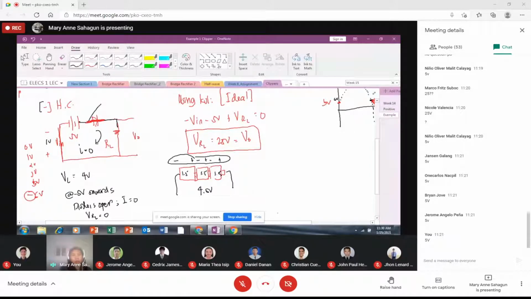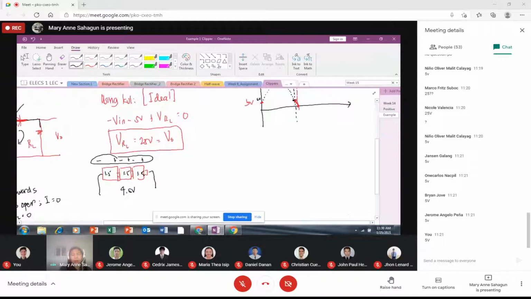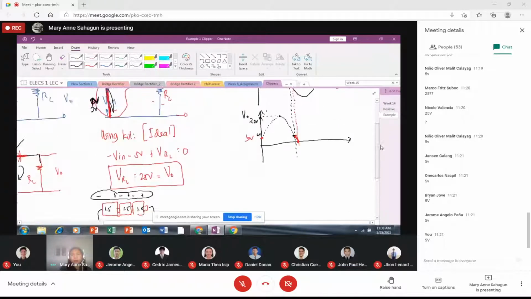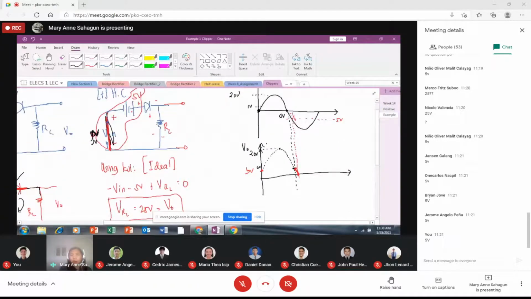So meaning to say, class, for the whole period nito, naka-open ang diode mo. So ibig sabihin, 0 volts yan. Pero, pag pumalo na ng 5 volts, then going to 0, pabalik yan sa 5 ulit. Ayan. And then it will simply follow the same.